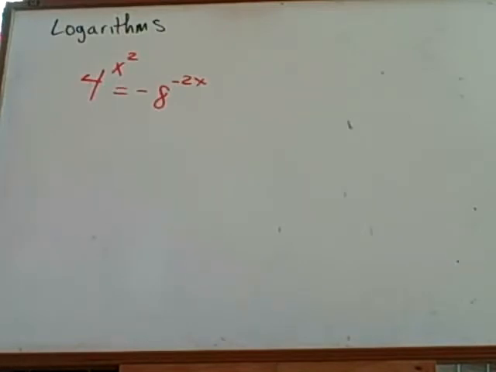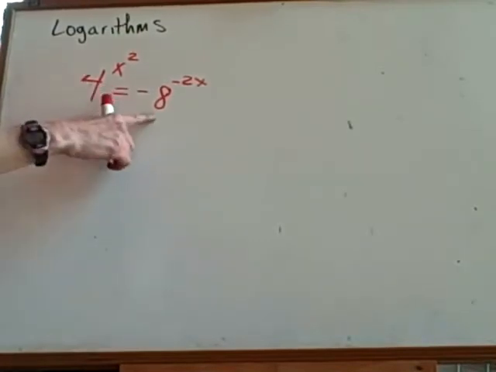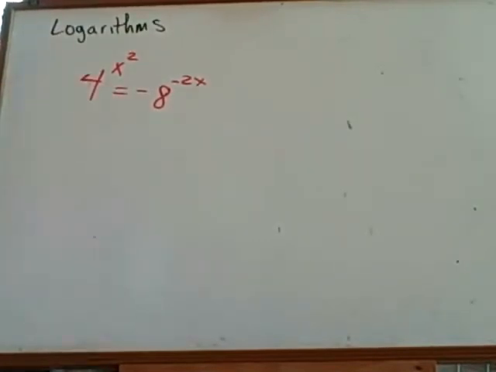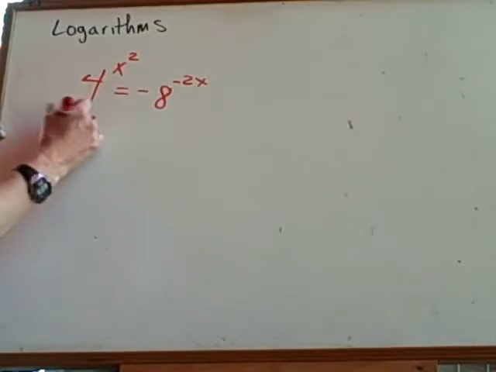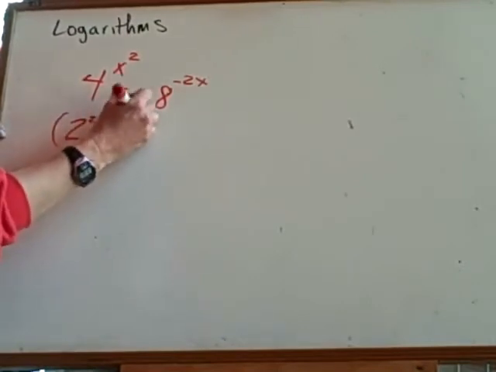Okay, first thing we want to do here is find, remember, if the bases are the same, we want to put these in the same base. 4 is a power of 2, 8 is a power of 2. So the first thing we're going to do is change bases just to make it easy on us, okay? So we're going to write this as 2 quantity squared, 2 squared, raised to the x squared.